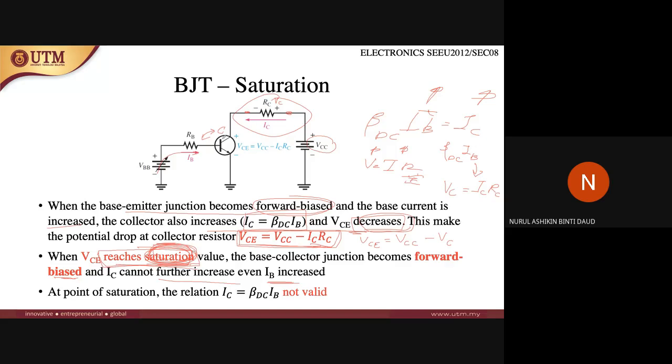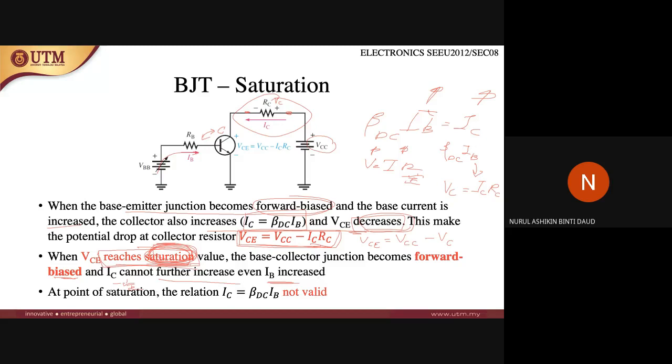At this junction there is a saturation value that will limit the current. It will not keep increasing the current that flows to the collector. It will be limited by the saturation value. When it reaches this saturation value, the junction for the base and collector becomes forward bias. Since it is saturated, the value will not change anymore. So IC will become constant, and it cannot increase further even if IB is increasing.